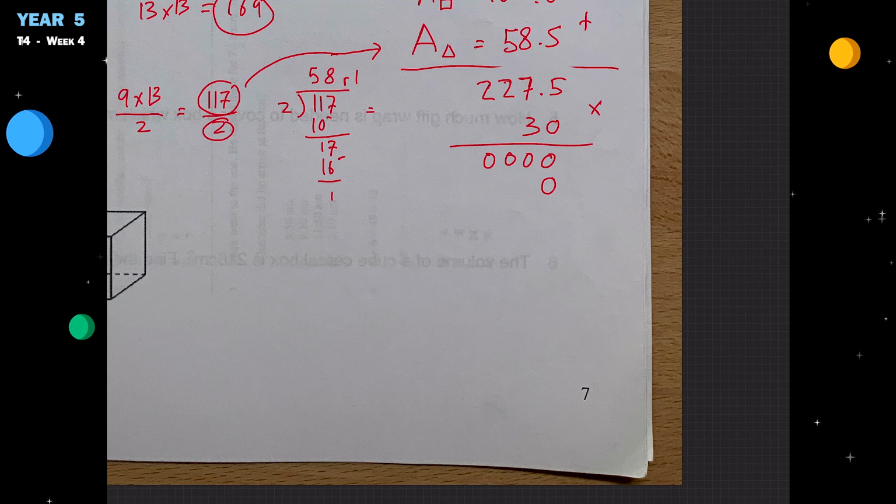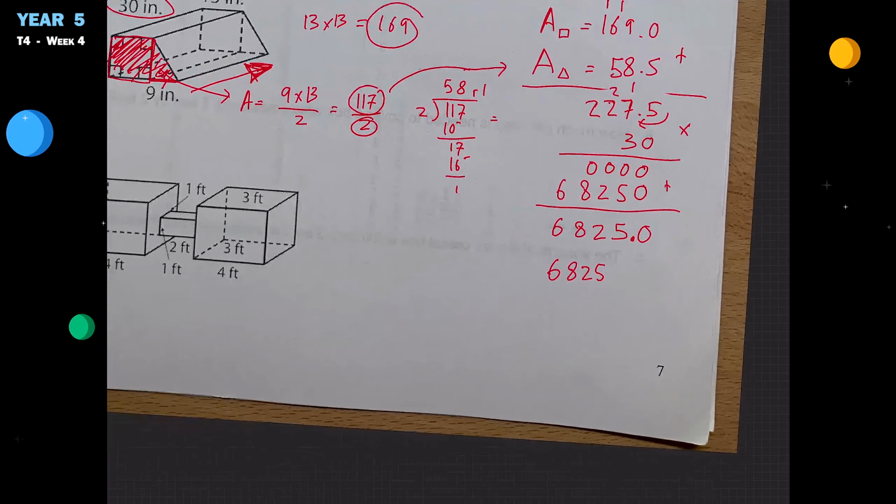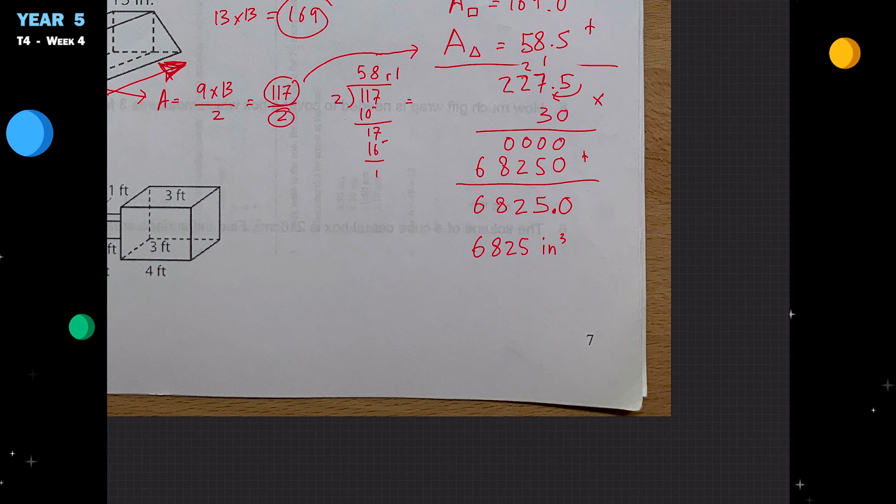And the next one is magical 0 here. Then we say 3 times 5 is 15. 3 times 7, 21, plus 1 is 22. 3 times 2 is 6, plus 2 is 8. And 3 times 2 is 6. Add that together, you get 68250. And because we have one decimal place here, we're going to have one decimal place here. So really the answer should be 6825, in inches cubed. And that's the volume.